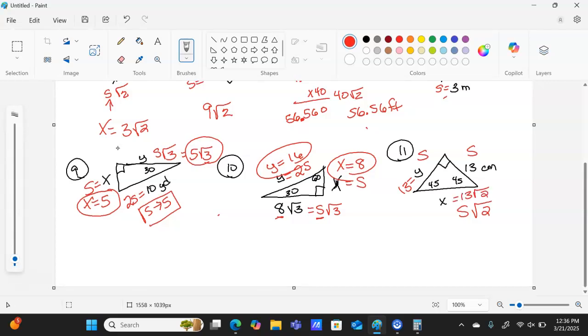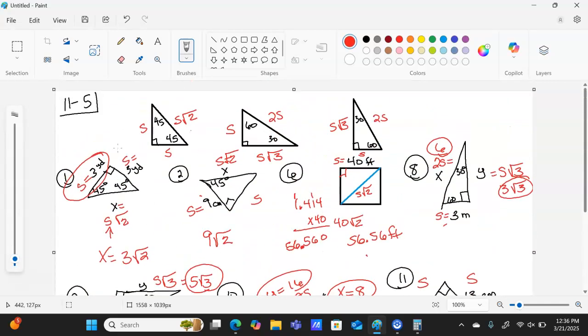So again, you have to know these ratios here, and on your quiz, I'll have you fill them in on right triangles in order to be able to do these problems. And you learn those by practicing them.